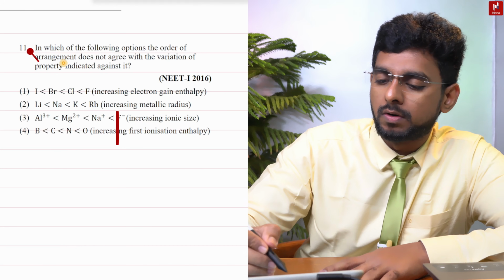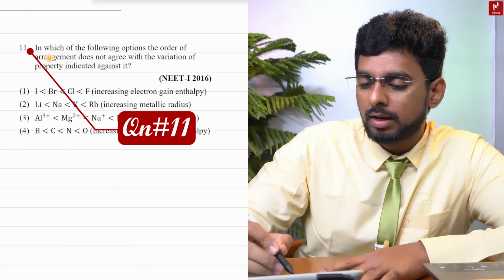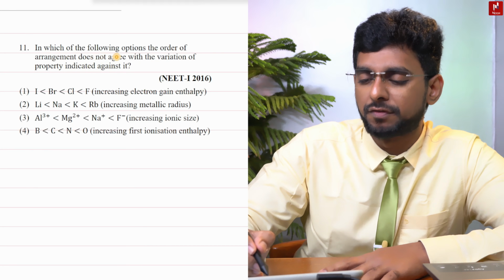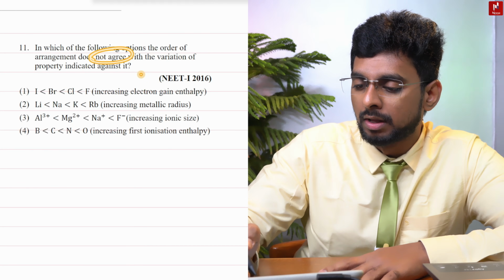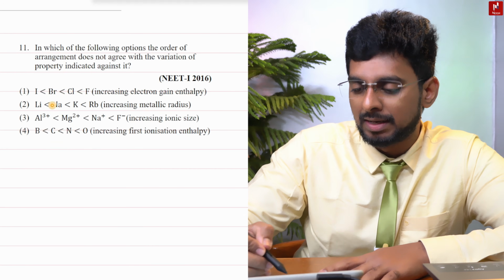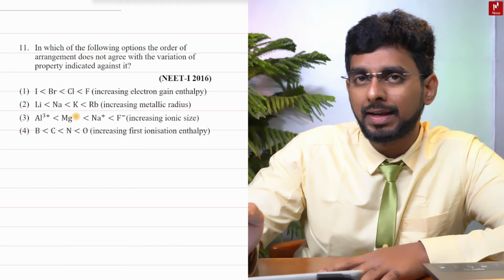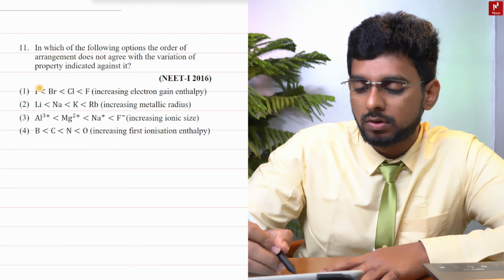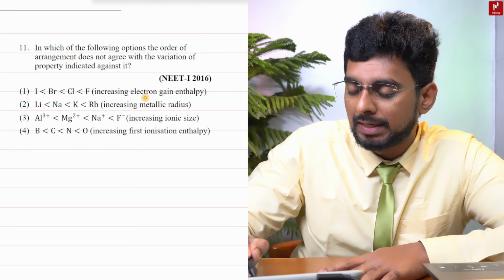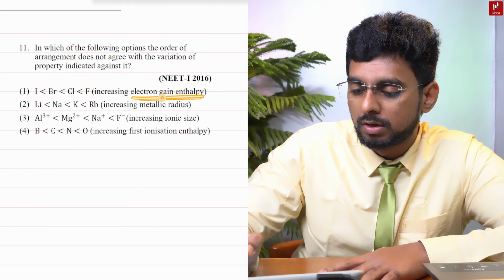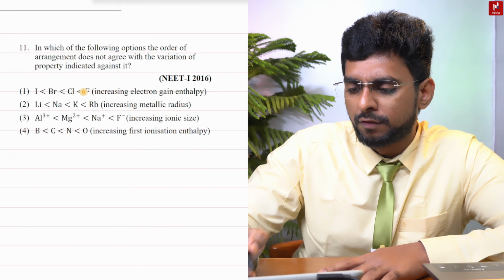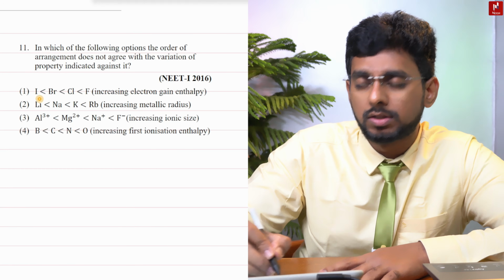Next question is based on the order. Let me read the question. In which of the following options does the order of arrangement not agree? So they're asking us to find the incorrect arrangement with the variation of property indicated against it, right? So first, let me verify all those and I'll have to get the incorrect arrangement. Fine. So let me verify it for the first option. Here, what they're asking us to find is increasing electron gain enthalpy. So here, I just need to get the electron gain enthalpy order for the halogens, right? So this is going to be for the halogens.